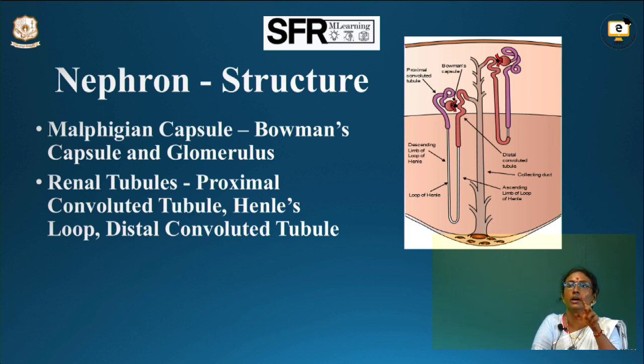And then we have to know about the tubule structures. The renal tubules contain the proximal convoluted tubule, the distal convoluted tubule and the loop of Henle. These 3 comprise the renal tubules. Filtration happens in the Bowman's capsule and glomerulus, and the reabsorption and secretory processes are carried out in the renal tubules. Together the urine is formed from the nephron and collected through the collecting duct.